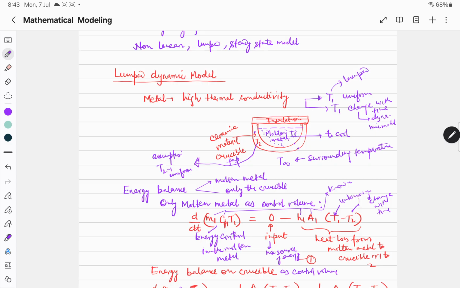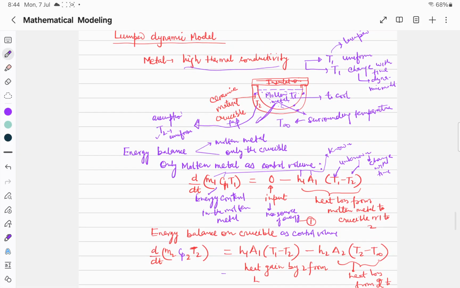Now we will consider that the molten metal temperature is uniform everywhere, so this is lumped. Because metal has high thermal conductivity, you can assume T1 is the same everywhere, so T1 is uniform, but it may change with time. Now for T2, you can assume the temperature is the same at this point and this point, but at the inner wall and the outer wall of the crucible it will not be the same, because heat will be radiated out to cool down the molten metal. But we can assume uniform, lumped. This is the biggest assumption that we are taking in the model.